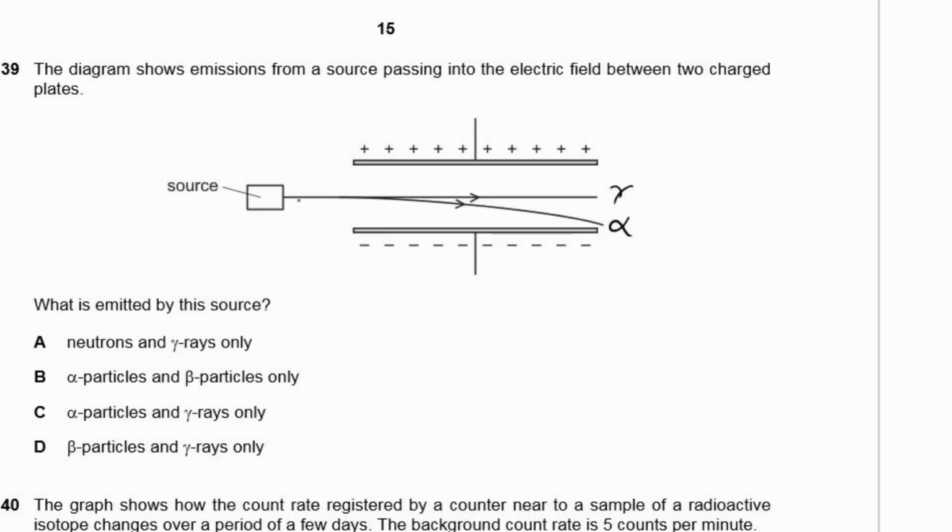If it was attracted to the positive charge, then that would be a beta particle. But there is no beta particle here. So what is emitted from the source? Well, gamma rays and alpha particles. C.